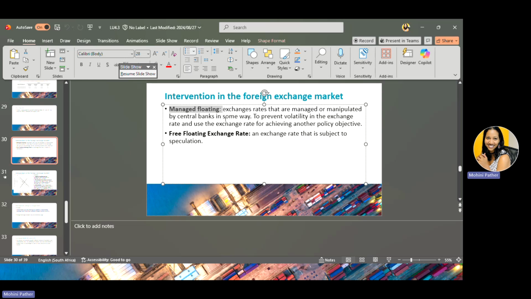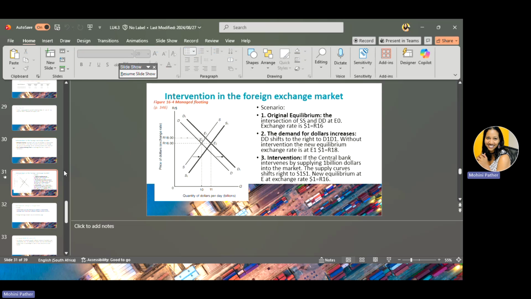If we depreciate too much, the government will again step in and they'll start buying up the rands to make it look like the demand is increasing, therefore pushing the price back up. So we have a lot of interactions like that. Okay, so as soon as the government is intervening, that is when you'll see both demand and supply shifting.